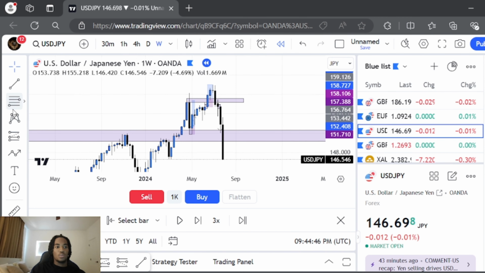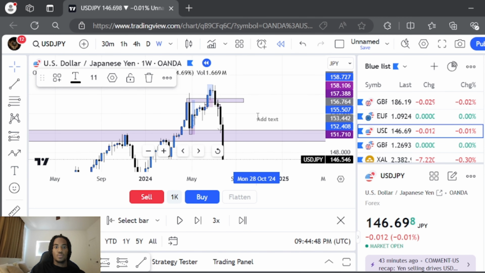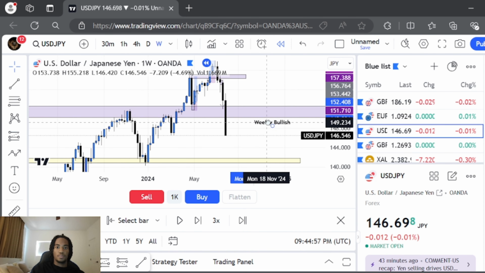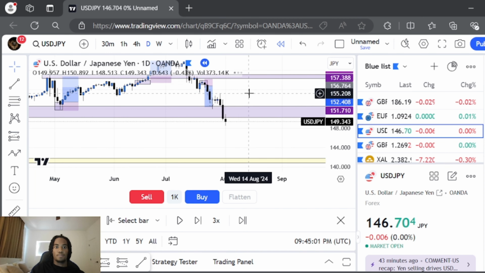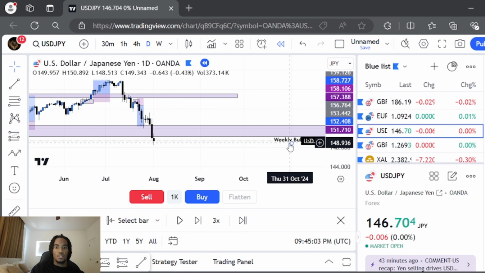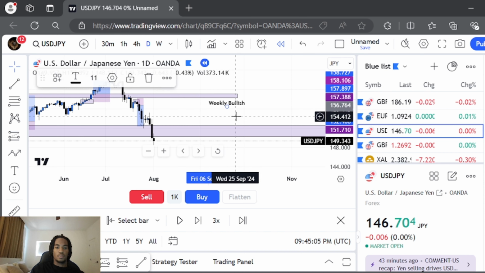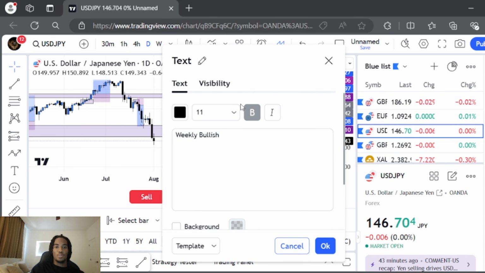So all we have to do now is type right here. Weekly bullish. Let's put this here. Let's move down to the daily time frame. Let's grab this. I mean bearish, not bullish. My apologies. For those who don't know, bearish means down and bullish means up.